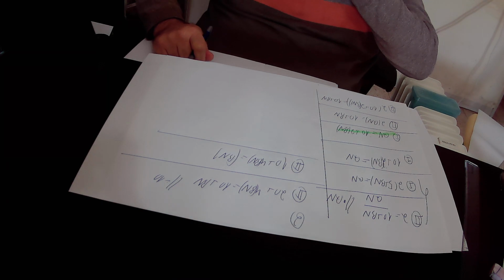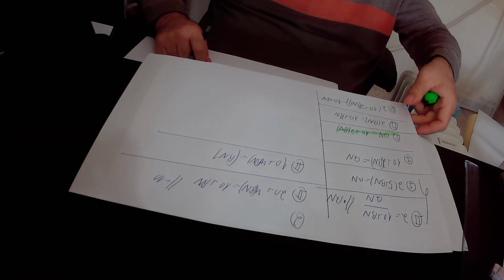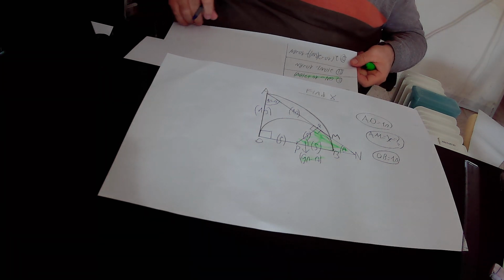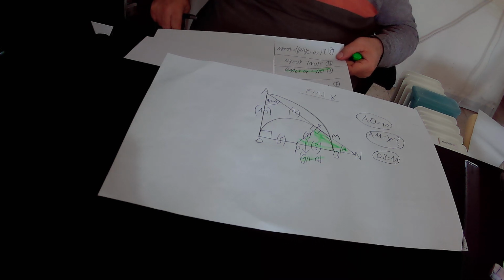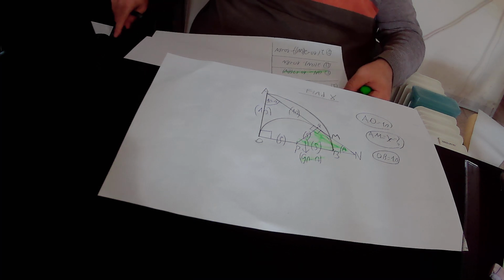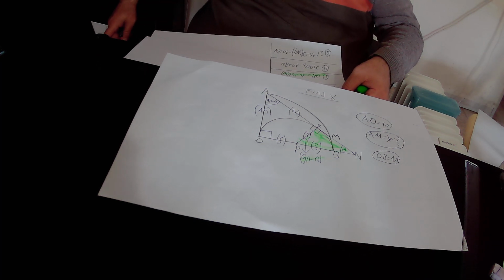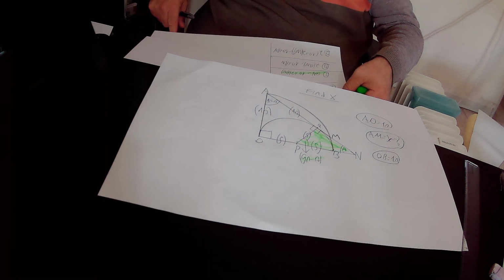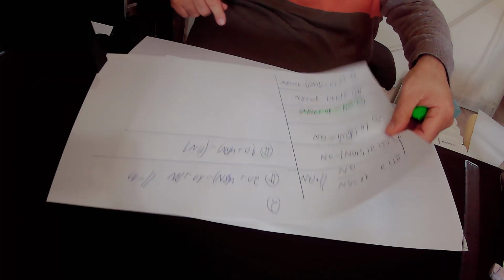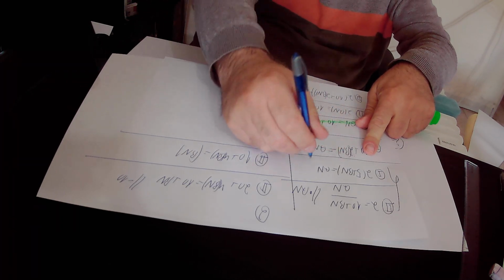So I repeat again, according to equation number 1, we found out that 2 times 5 plus BN equals 10 plus QN. Here, 2 times 5 plus BN equals 10 plus QN.